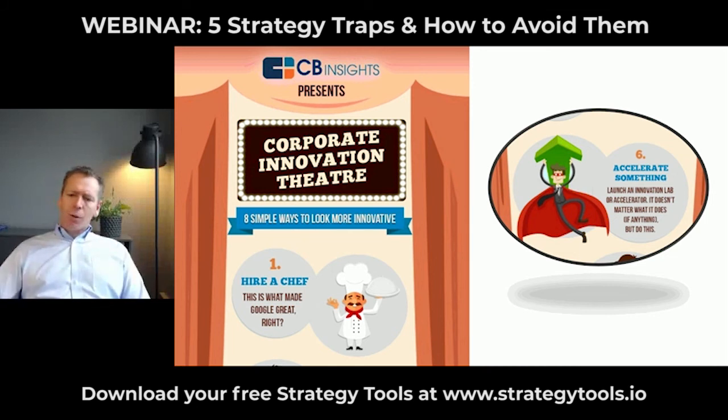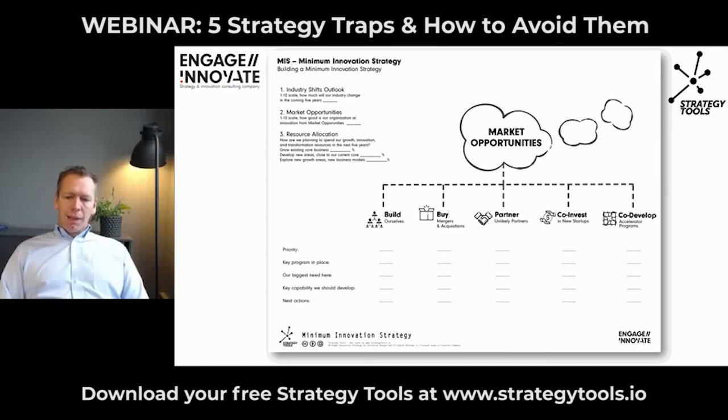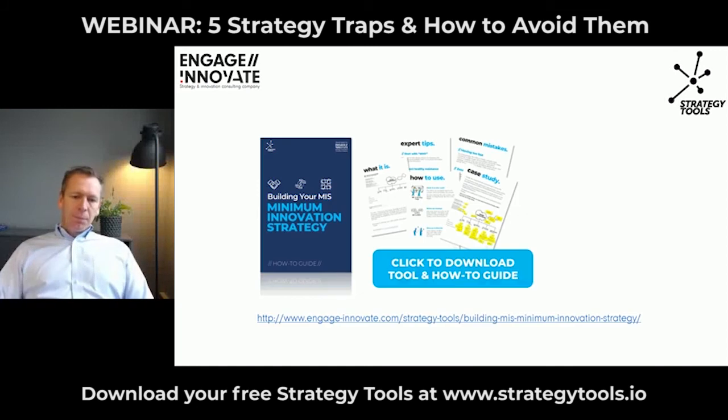Well, not quite. What we would like to introduce you to is a much more holistic, much more solid view. We call it the MIS, or the minimum innovation strategy. We've now built a minimum innovation strategy with several companies over the last couple of months, and we're going to dive into this tool more in depth towards the second half of this webinar. If you're really curious and quick, you can download the how-to booklet. It's available for free on Strategy Tools and also on our website. But we're going to come back to this a little bit later.